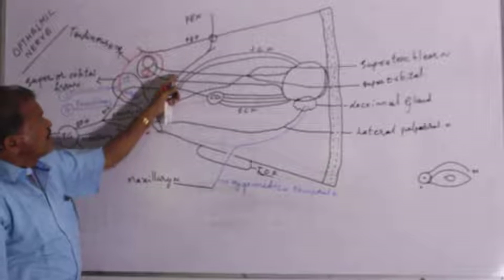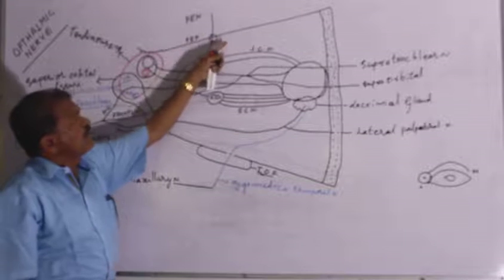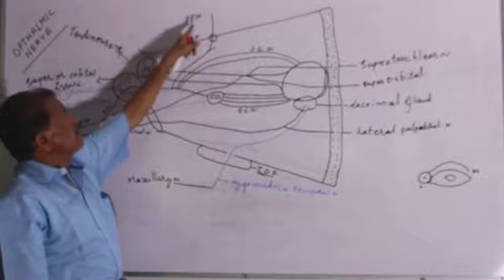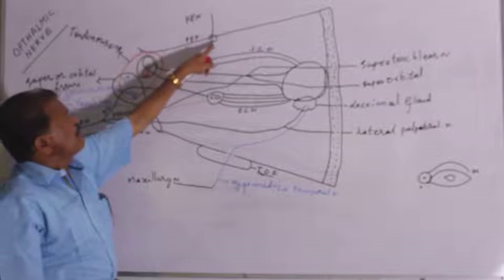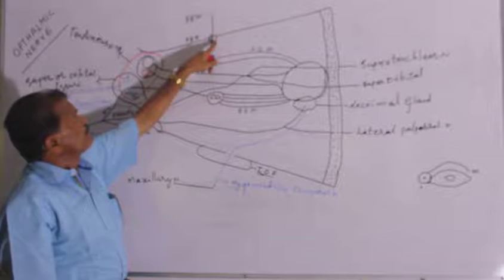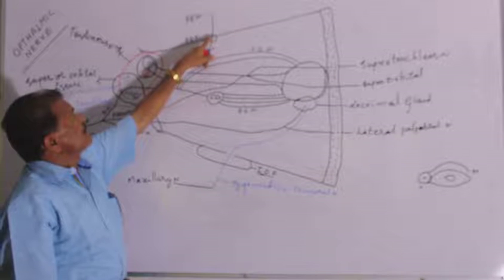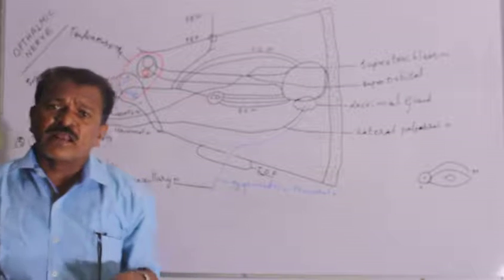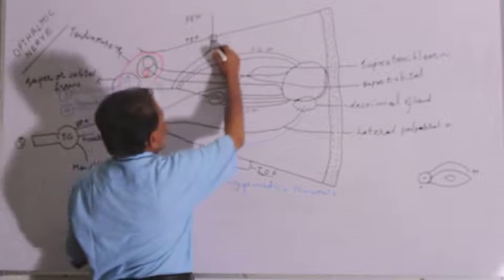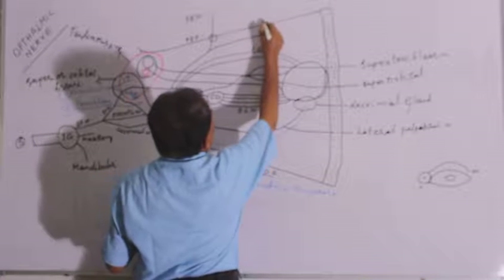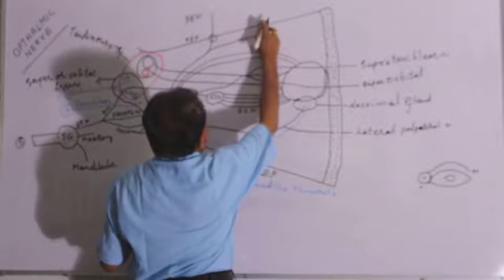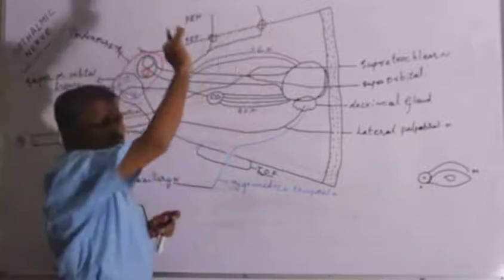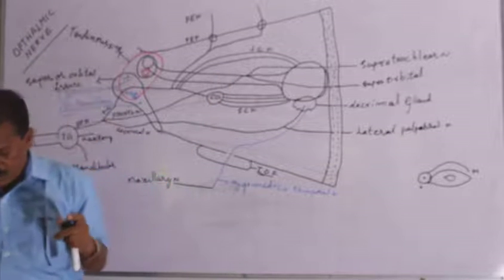This nasociliary nerve runs along the medial wall of the orbit, and first it gives the posterior ethmoidal nerve. This posterior ethmoidal nerve emerges out through the orbit and supplies the sphenoidal and ethmoidal air sinuses. Further, the nerve runs along the medial wall, then gives the anterior ethmoidal branch.